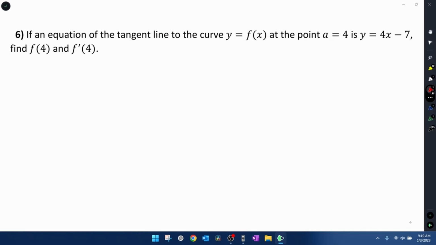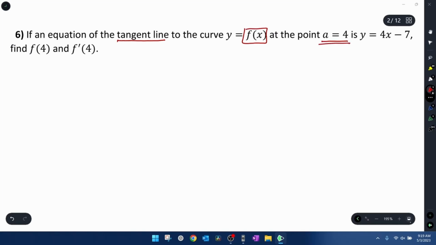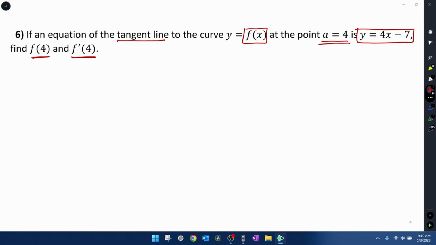Next, problem number 6. If an equation of the tangent line to the curve y equals f of x at the point a equals 4 is this equation, they want us to find f of 4 and f prime of 4. Okay, so here's one of the things that we know.